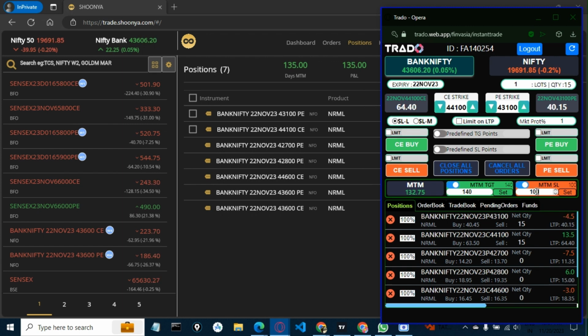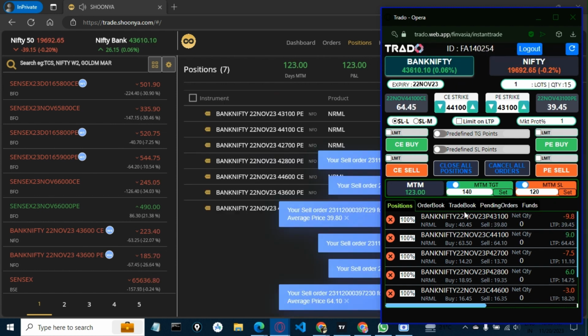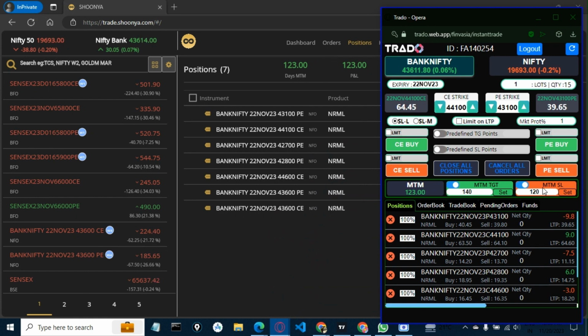I can increase this to 130. Okay, so I will set 120. See, all my positions got exited when my SL got hit at 120 rupees. With this feature, you can protect your profits and SL.